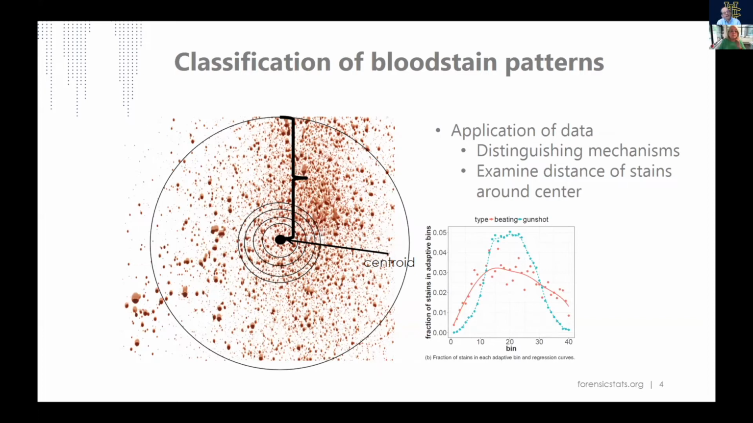But here they took the bloodstain and looked at the proportion of the stains that were in different distances from the center of the overall pattern. And the picture on the right shows that the distribution of stains in terms of their distance from the center looks very different for the gunshot spatters and the beating spatters, for example, suggesting that that may be an approach to classify mechanism.